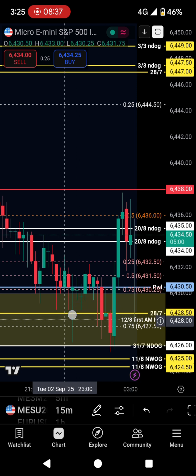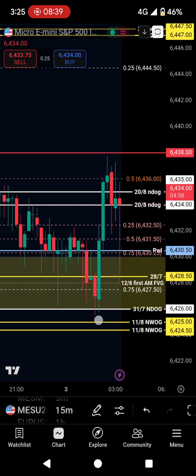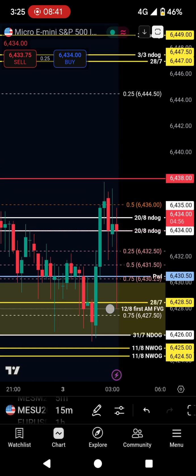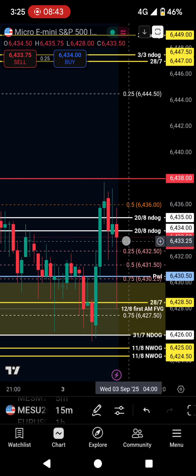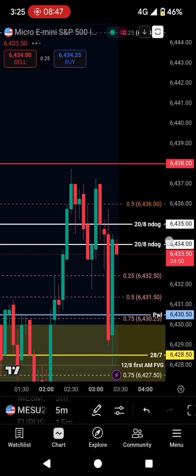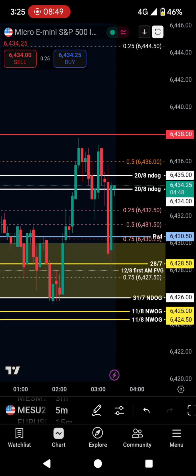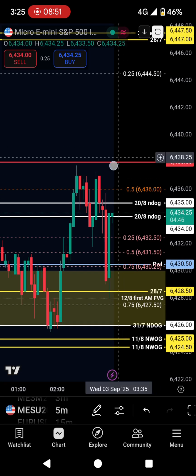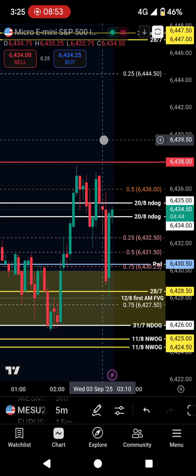Okay, so we did clear some sell side. We left out this NDOG here, closing way in this NDOG also. It's ugly, man, the price. But right now buy side is here. Expect price to reach up there.